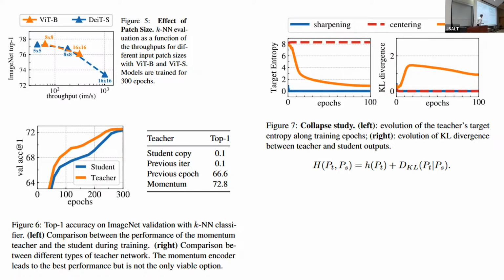And they also used different approaches for how to define the student. If the student is just a copy of the teacher, it does not learn anything. If you take the student as a previous iteration of the teacher, it does not do anything. If the student is the teacher from the previous epoch, it starts to do something. And if you use the momentum approach they use in the final solution, then you get the best result.